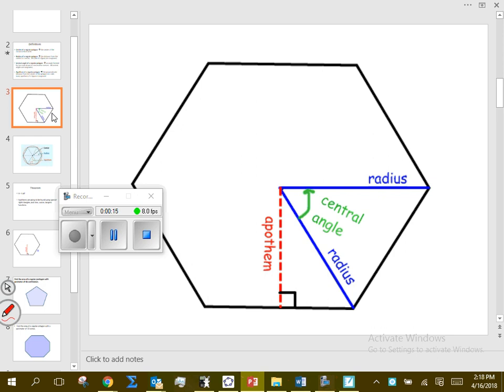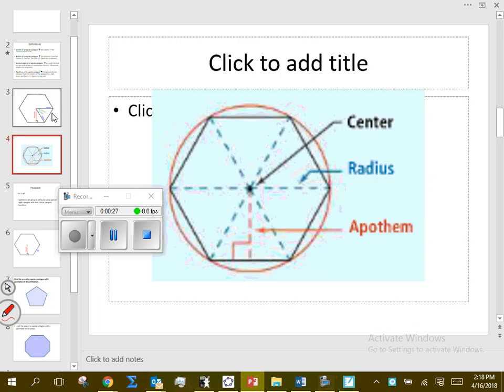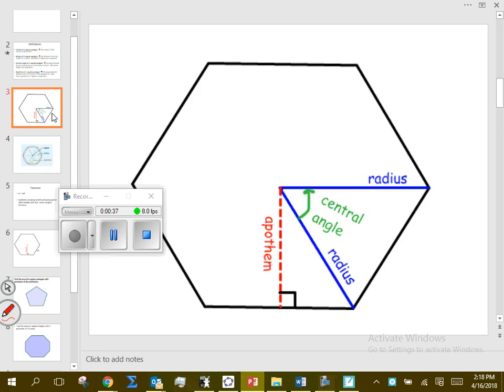The radii, you see that those two blue lines are radii. They start at the center of our polygon, okay? And there's no circle there, but if I go to this slide here, you see the circle that is circumscribed around, right? That's what that definition was saying. So the center of that polygon is the same as the center of the circle that's on the outside, okay? So those two blue lines are radii.